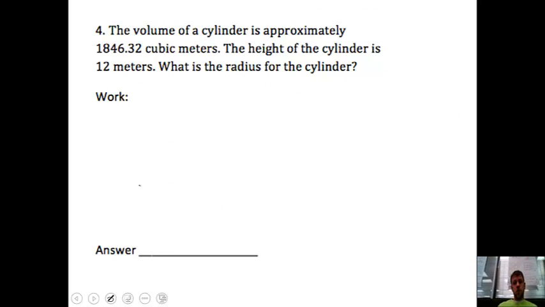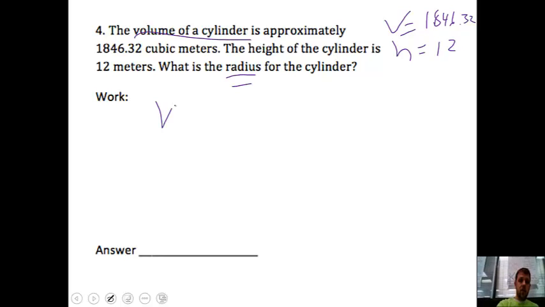The volume of a cylinder is approximately 1,846.32 cubic meters. So they give us the volume is 1846.32. The height is 12. What is the radius? So I use the formula for volume of a cylinder, which is V is equal to big base times height. I have to ask myself, do I need to unpack base?